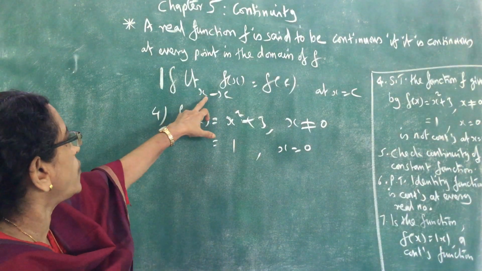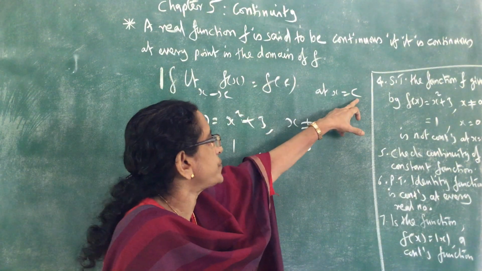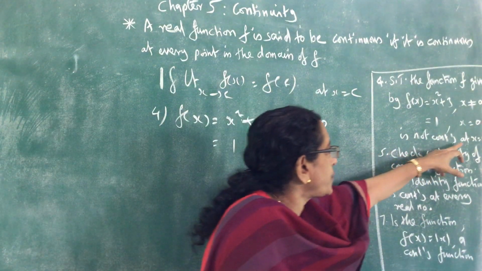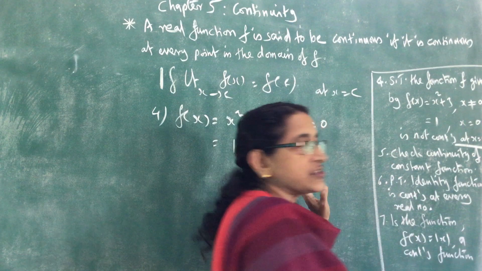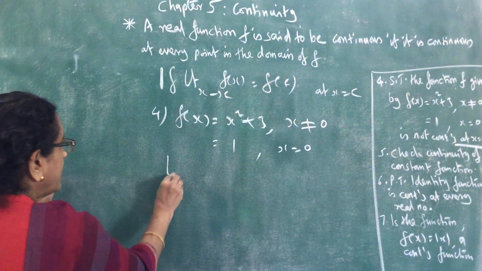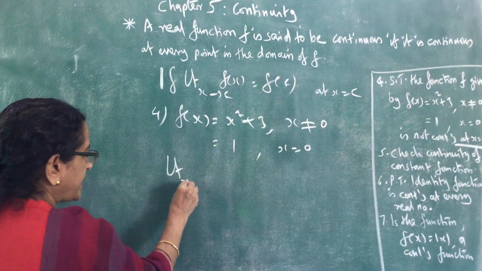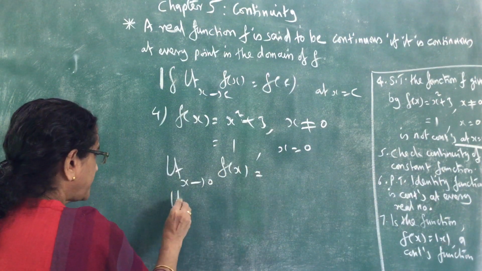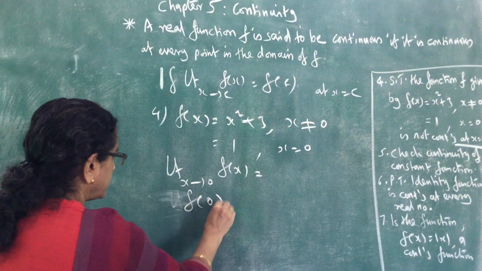So this is the definition of continuity at a point x equal to c. Here we have to check the continuity at x equal to 0. So we have to find limit. Here c equal to 0. So limit x tends to 0 of f of x we have to find, and f of 0. These two we have to find.